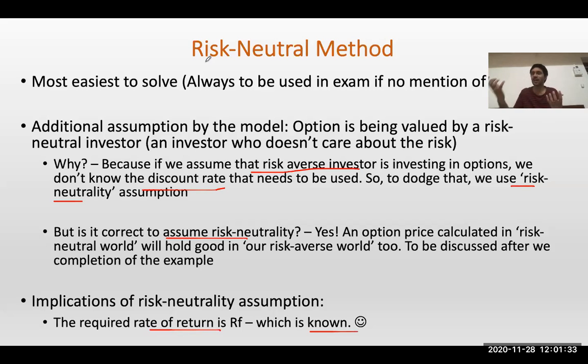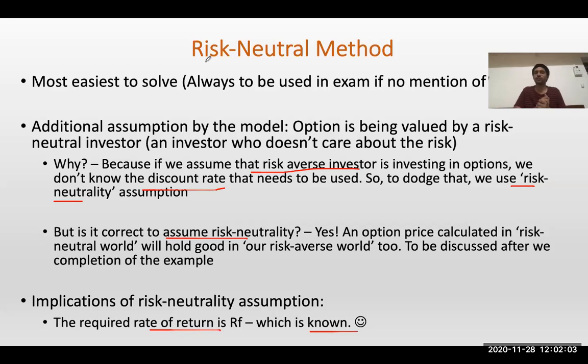If the value under the risk neutral method is equal to the value under the other two methods, one way of understanding it is that the assumption of a risk neutral investor valuing an option does not impact the premium that we have calculated. The second way I will be proving it is, I will give you a logic as to how the numbers will change if you actually assume that a risk averse investor is valuing the option instead of using the risk neutral method.